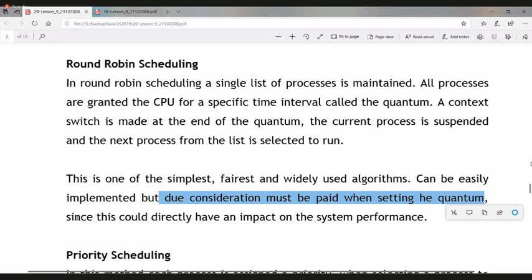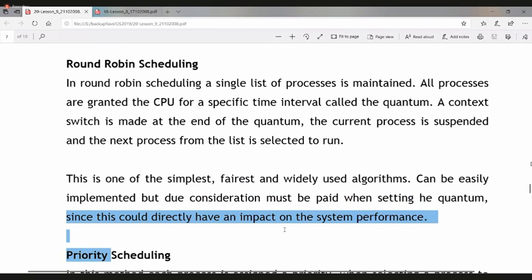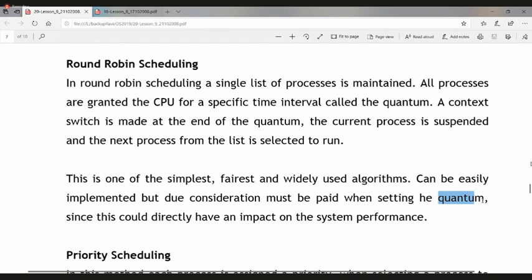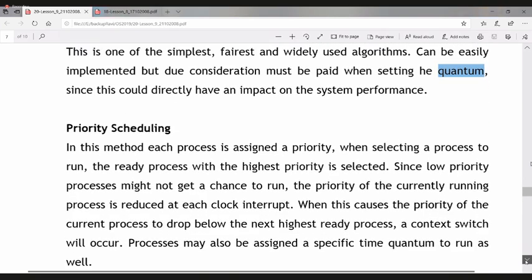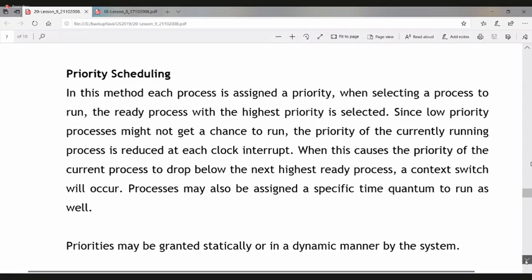So how to select the clock time or the quantum? Since this could directly have an impact on system performance, it's very important to select the correct quantum or the time duration for the clock cycle. But otherwise, it's very easy to implement and easy to understand. Then another algorithm.